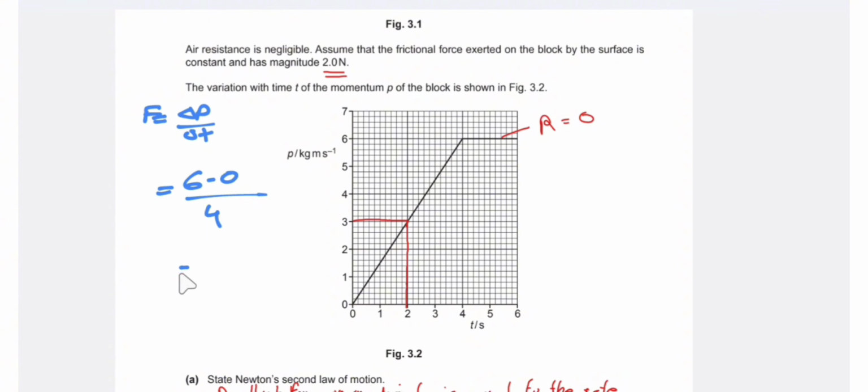So change in momentum by change in time, so the resultant force comes to be 6 by 4 or 3 by 2, that is 1.5 Newton. So this is the resultant force, that is the resultant force R.